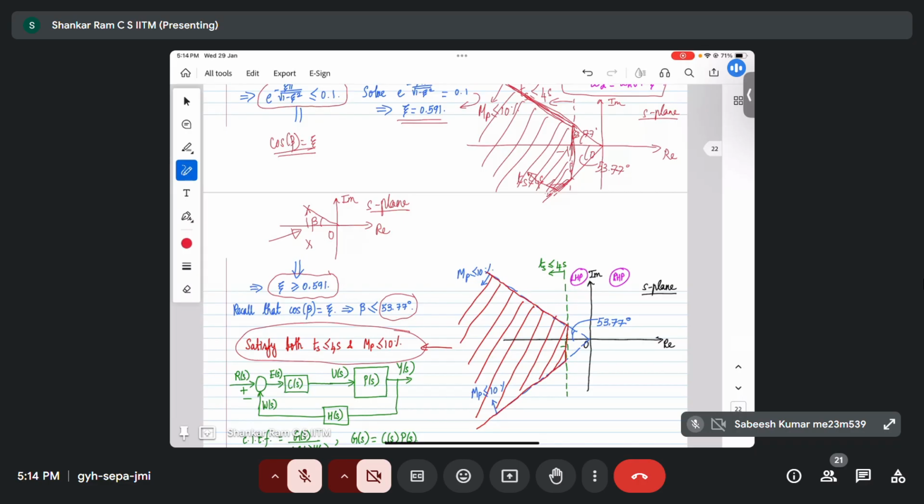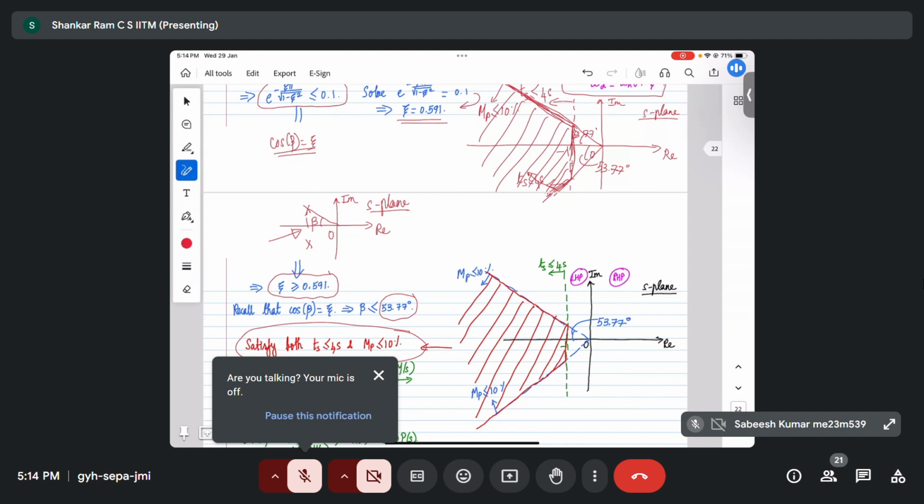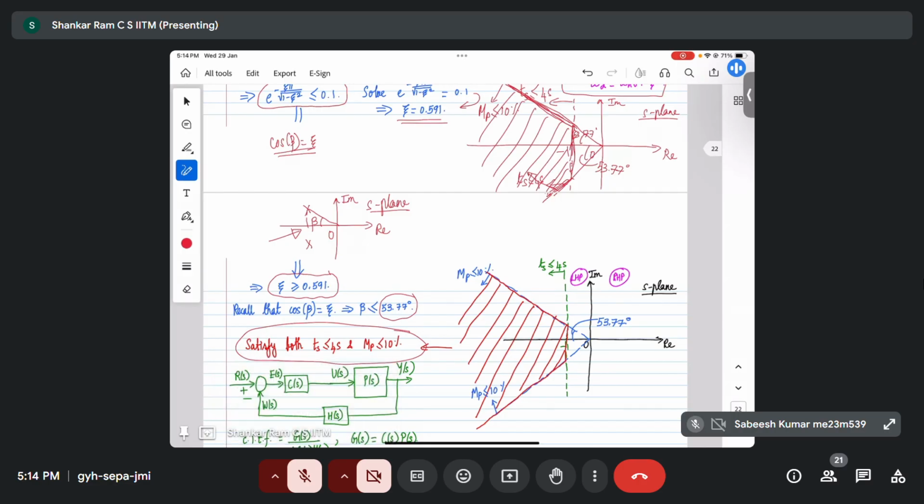I hope it is clear how we have identified a sub-region of the left half plane in which we want our closed loop poles to lie in order to satisfy the performance criteria. All right, I hope this example is clear. As we go ahead, we'll be using such tools to narrow down the ranges of controller gains which will give us both closed loop stability and closed loop performance.